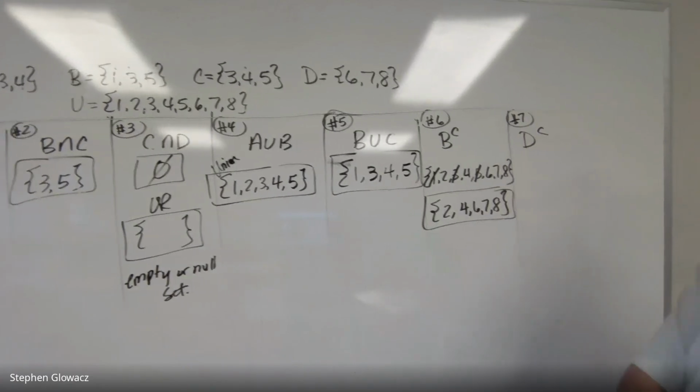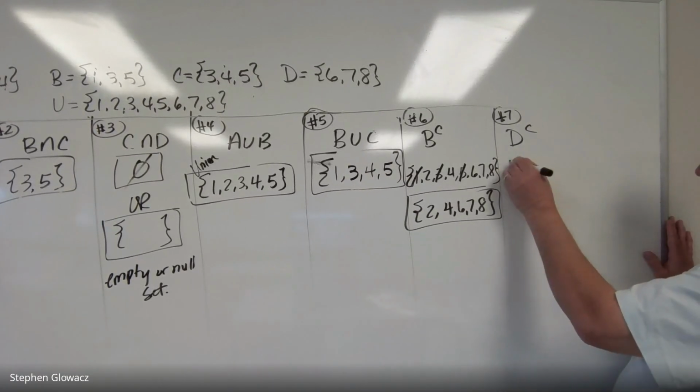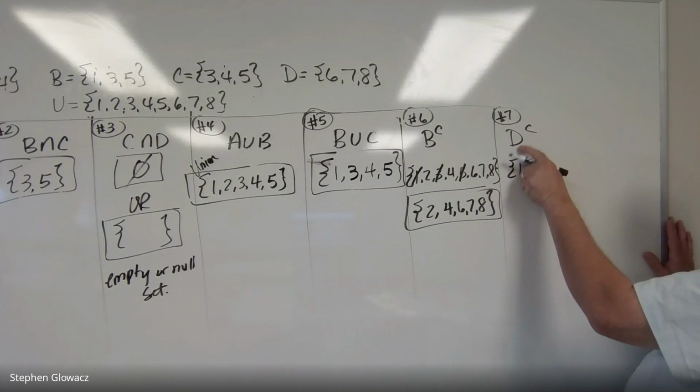All right, let's do that one more time, this time with set D. So once again, we'll write out the universal set. But this time we're doing the complement of set D.